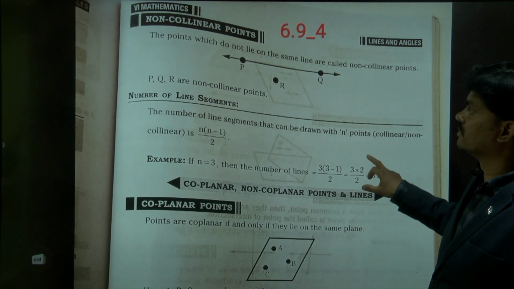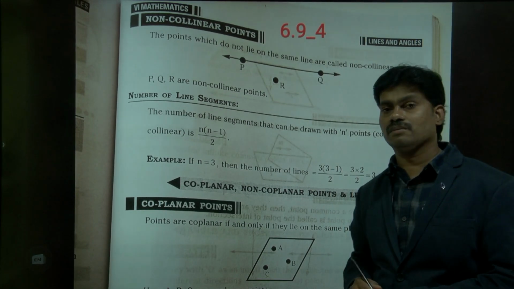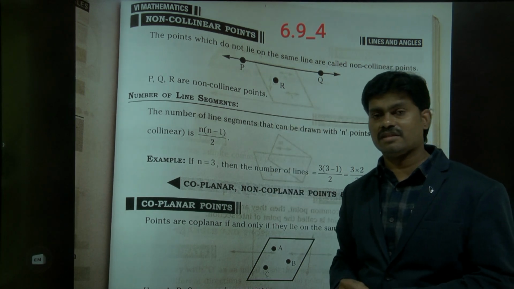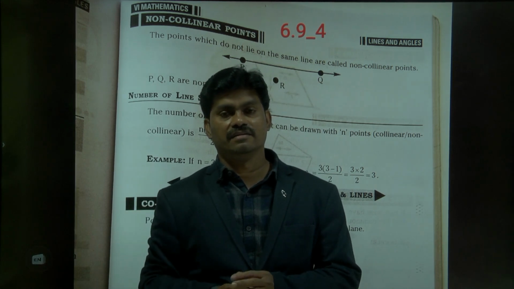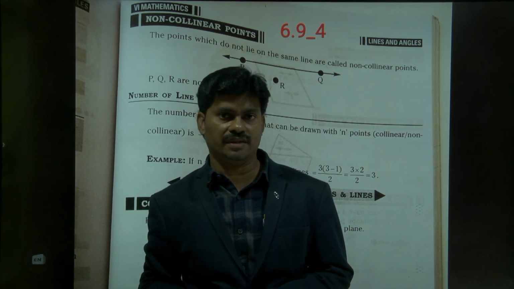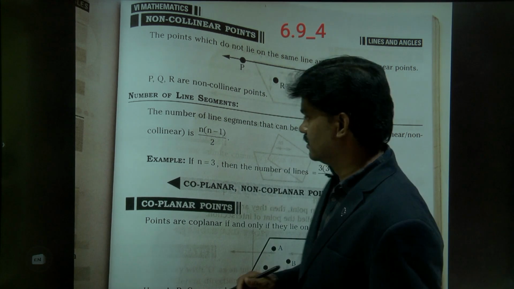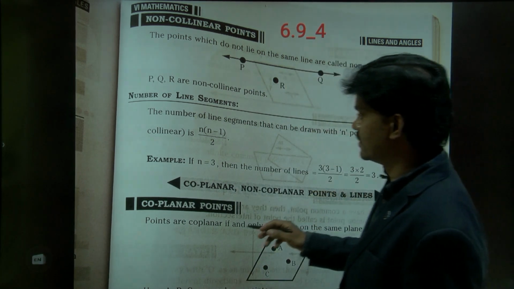So the points which do not lie on the same line are non-collinear. Just now we have seen that collinear points are on the same line. Non-collinear points do not lie on the same line. Okay. So here, a formula we can see.